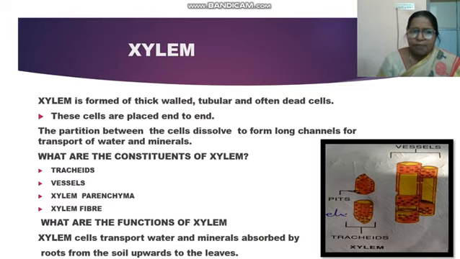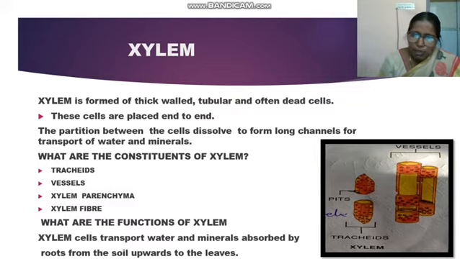What is xylem? Xylem is formed of thick-walled, tubular and often dead cells. You just observe the diagrams that are given. These cells are placed end to end. The partition between the cells dissolves to form long channels for transport of water and minerals. What are the constituents of xylem? Xylem consists of tracheids, vessels, xylem parenchyma and xylem fiber.